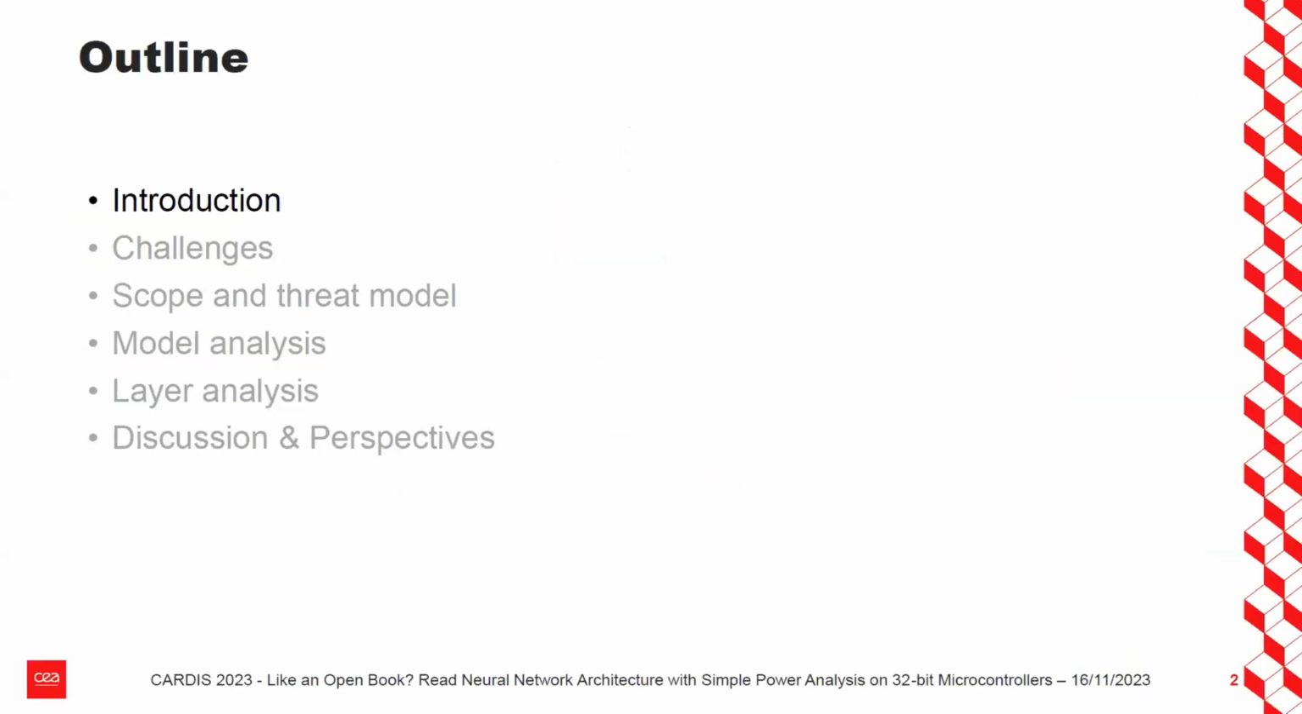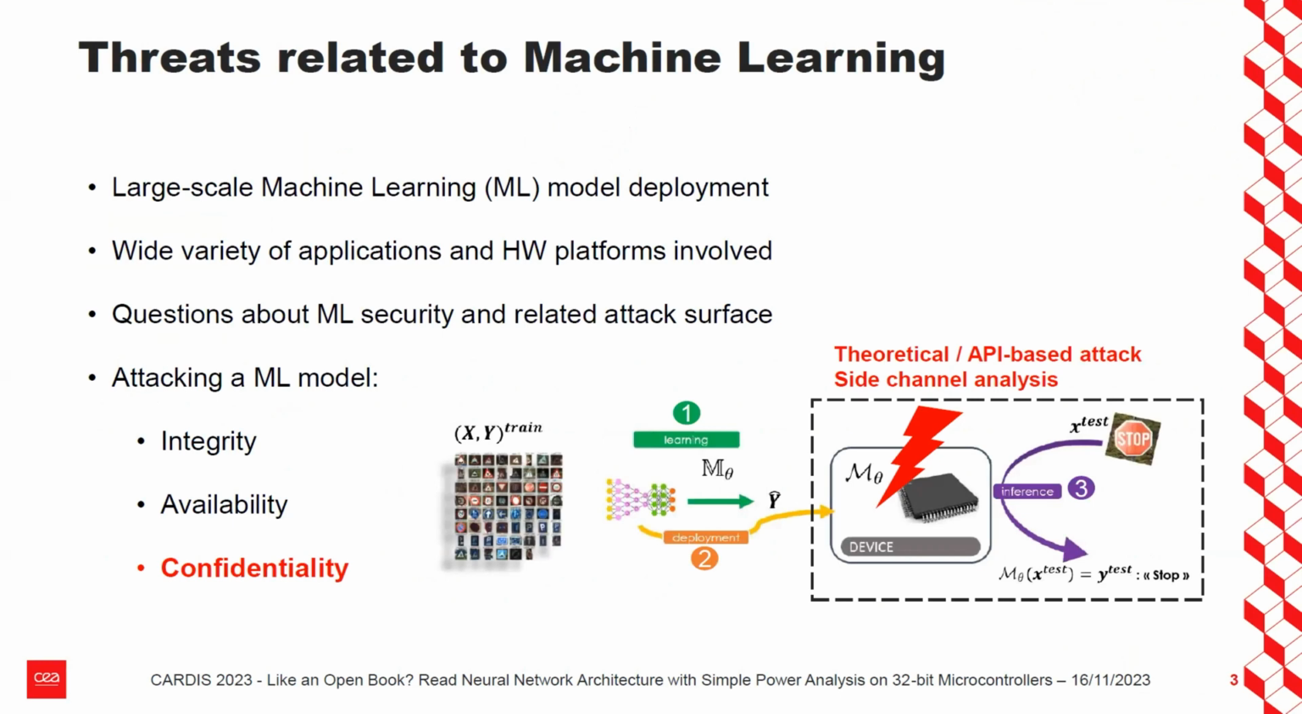After a brief introduction, I'll describe the challenges and the scope we set before talking about the proper experiments we've conducted. And then I'll briefly conclude and share the worries and perspectives arising from this work. So today, an important trend in machine learning is the deployment of those models on embedded systems. It involves a wide variety of applications and hardware platforms such as FPGAs or microcontrollers. However, this deployment raises many questions regarding machine learning security and the related attack surface. When targeting a machine learning model, we usually distinguish attacks targeting its integrity, its availability, or its confidentiality and privacy, which is the focus of this presentation.